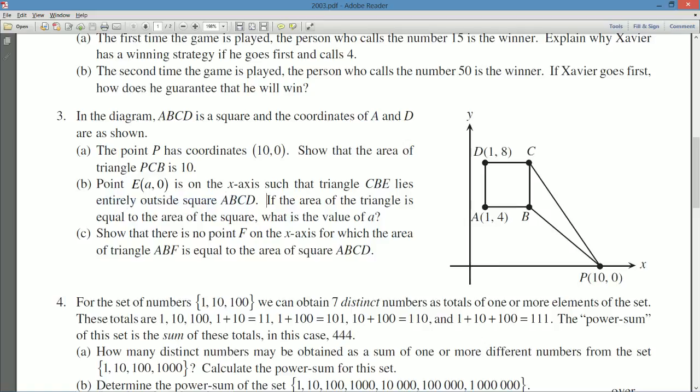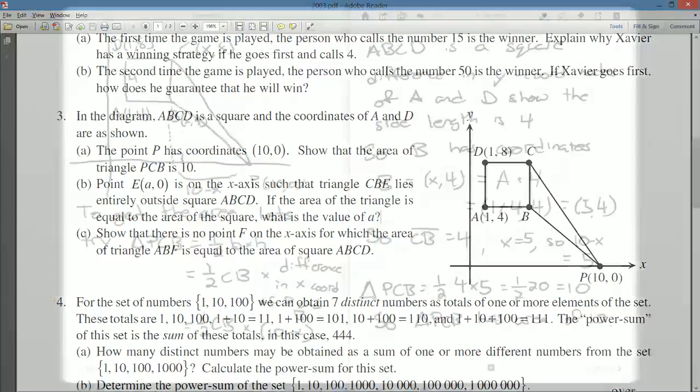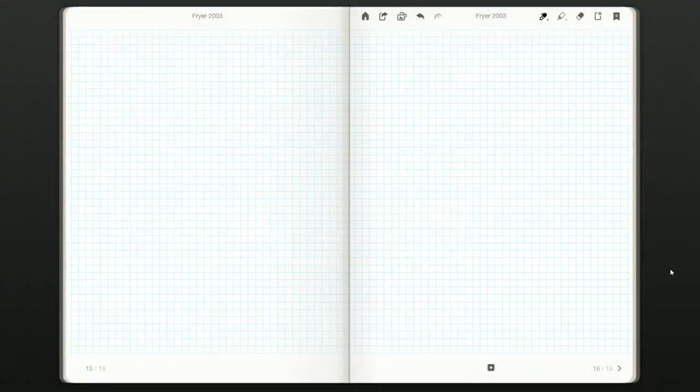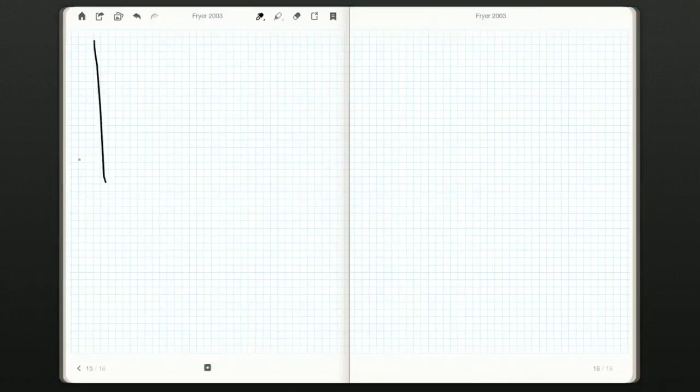So if the area of the triangle is equal to the area of the square, we need to figure out the area of the square. What is the value of A? Okay. So we got some things going on. First, we'll need to calculate the area of the square. That way we know what we're shooting for. But let's take a look at the picture. Alright, just a rough picture of the idea of what's going on.